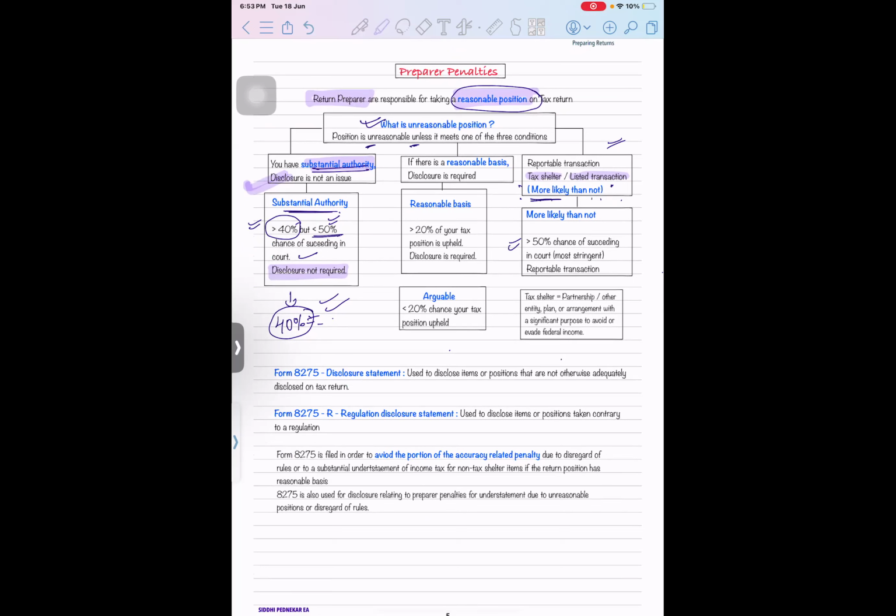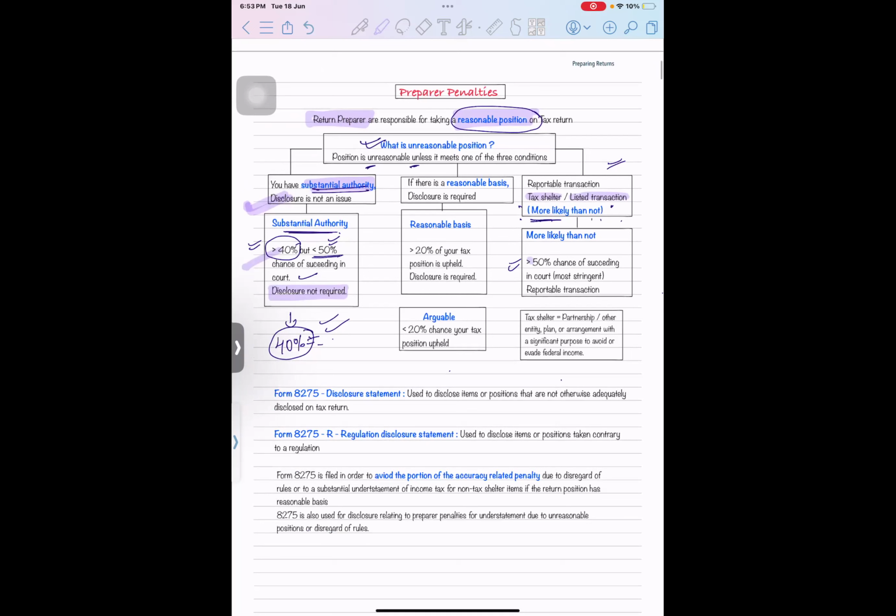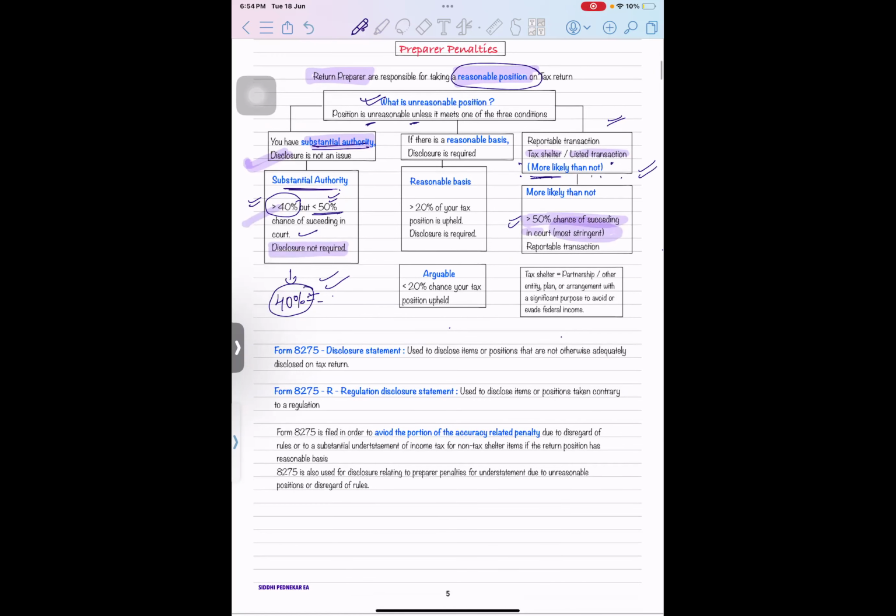So if you think that, see, here we know, right? It's 100% foolproof. Along with the publications and all, we have researched it and converted it to Schedule C. So here there is more than a 50% chance of succeeding in court. That is the most stringent one, the third one. Okay, that is a reportable transaction. You just need to report it.